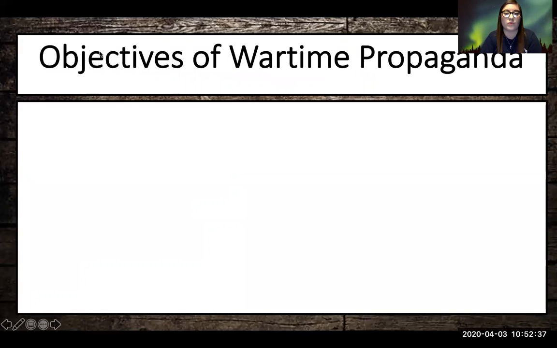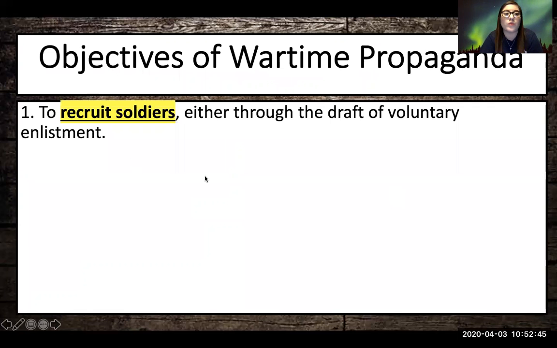Okay, so we're going to look now at some objectives of the wartime propaganda because they served specific purposes. Purpose number one is going to be to recruit soldiers, either through the draft or voluntary enlistment. Kind of showing the men, come join the war effort. It's a good thing. Be a soldier, be a hero for your country.